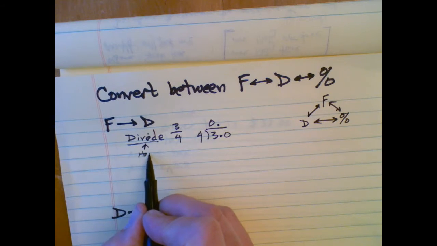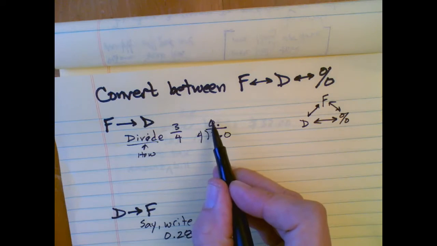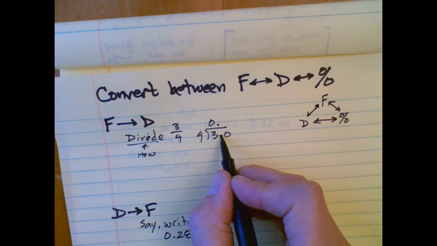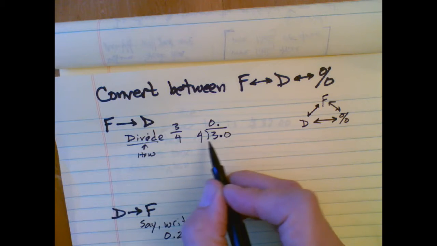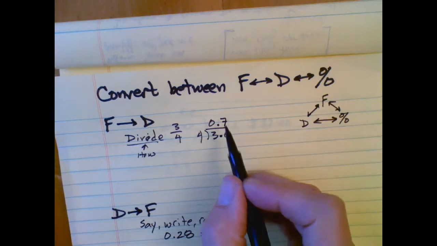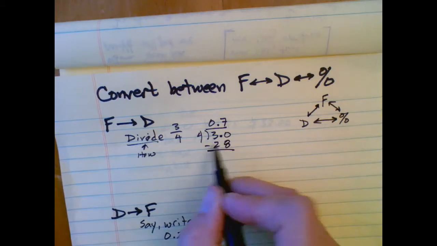I divide. So I'm going to divide 3 by 4. 4 goes into 3 0 times. So now I have to go over one more, put down a decimal point, bring it up, add a 0. How many 4s go into 30? Well, 7. 7 times 4 is 28. 30 minus 28 is 2.